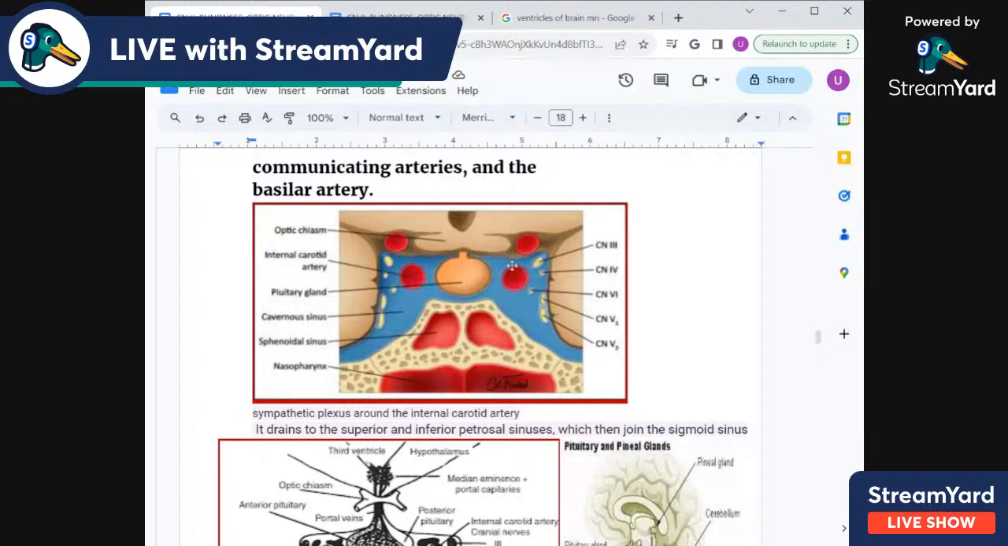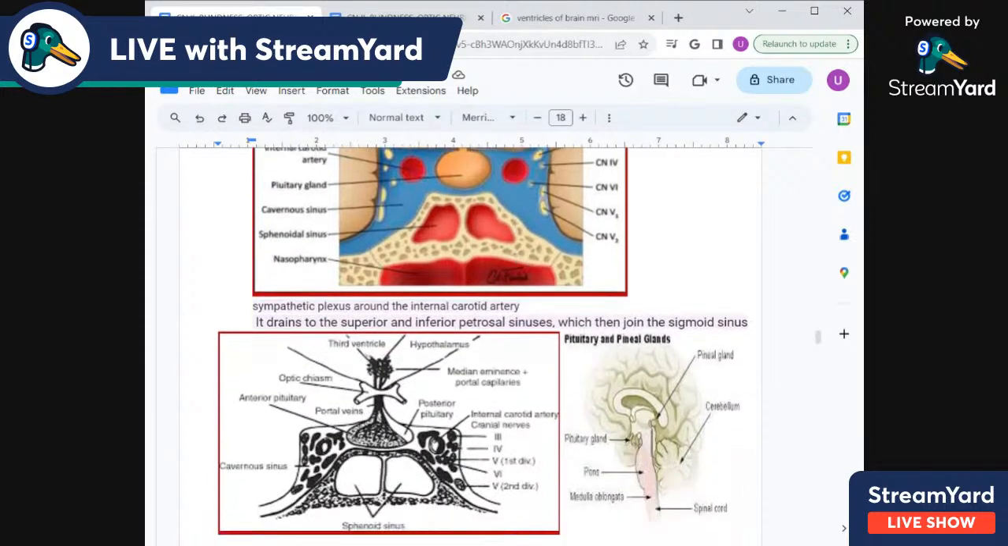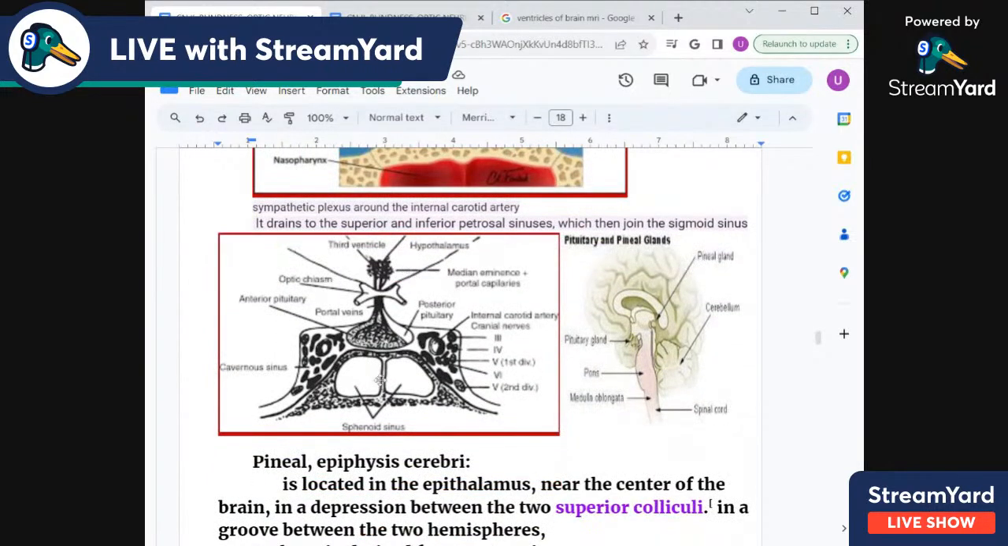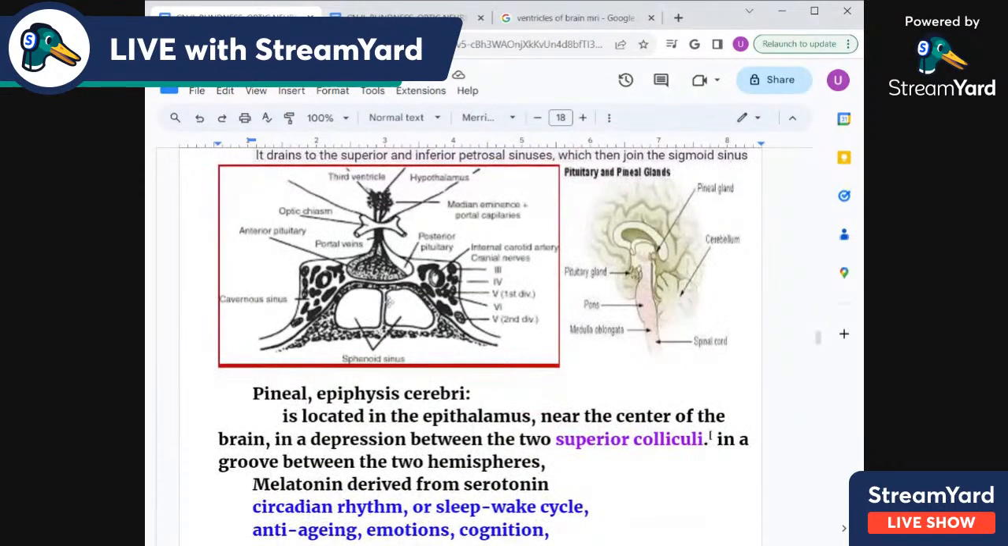So in its contents, we see in the lateral wall the third, fourth, and fifth nerves. The first two branches of the fifth nerve, the ophthalmic and maxillary divisions, and the third nerve and the fourth nerve, the trochlear, that supplies the superior oblique. And then in the middle we have the abducent nerve, and this is the internal carotid artery with its sympathetic plexus surrounding it.